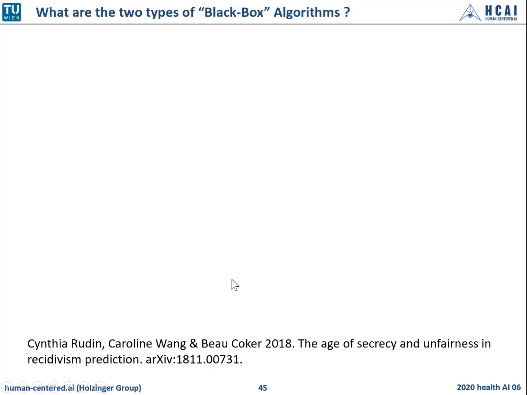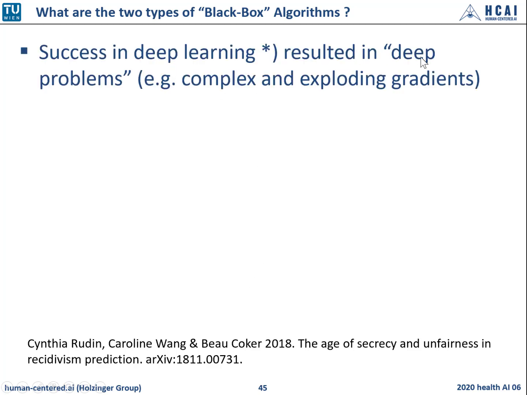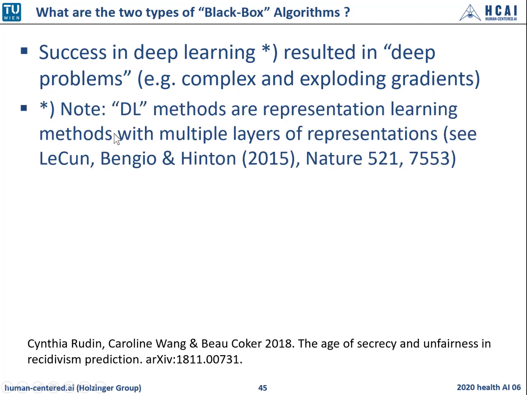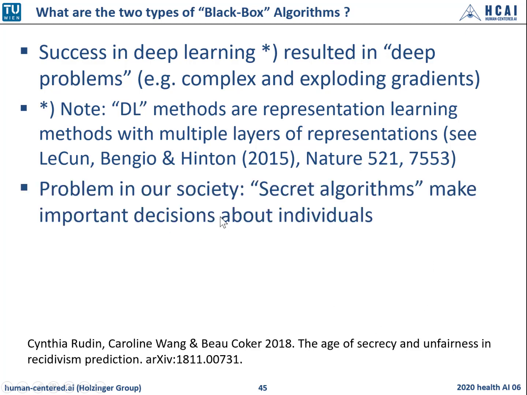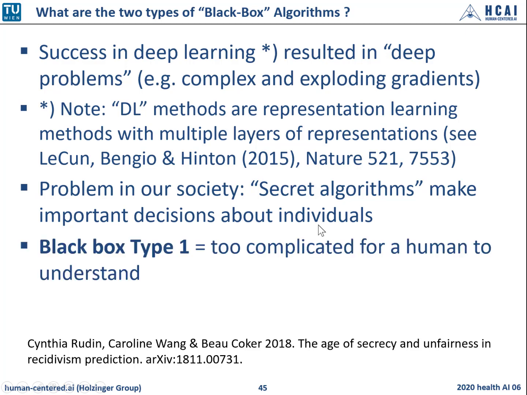We can summarize. Success in deep learning resulted in deep problems, for example, complex and exploding gradients. So deep learning methods are representation learning methods with multiple layers of representations, many layers. A problem in our society is also secret algorithms which make important decisions about individuals, but we cannot have insight into them. So this is really a problem.